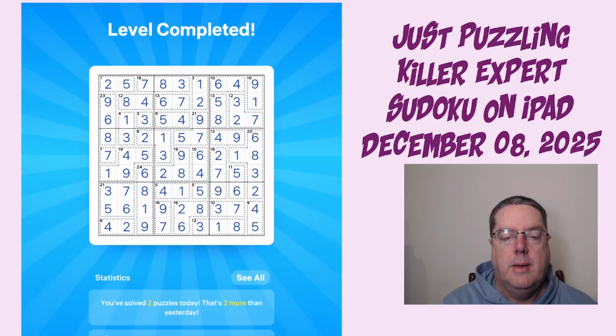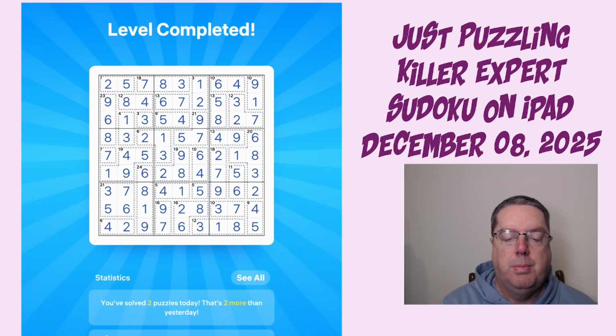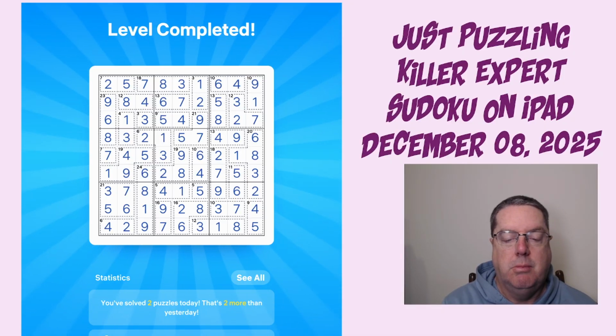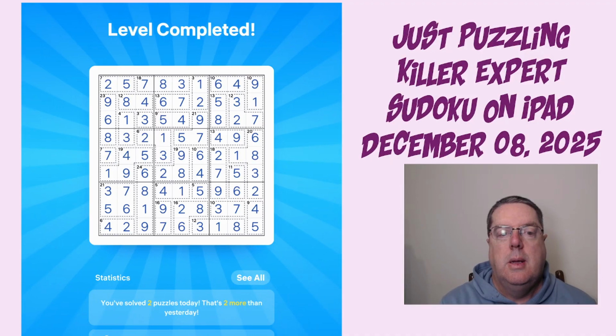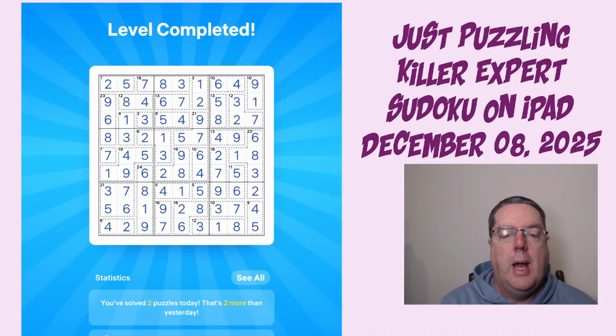Quite enjoyed that. No idea how I solved it, but just kept following the logic and committing some things to memory, but just keep doing the maths. That is my secret to how you do Killer Sudokus.